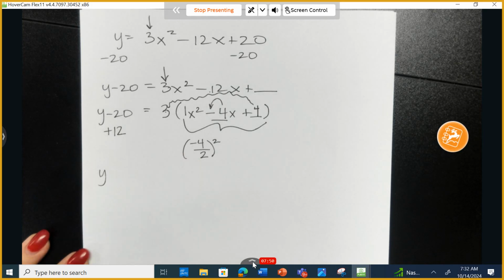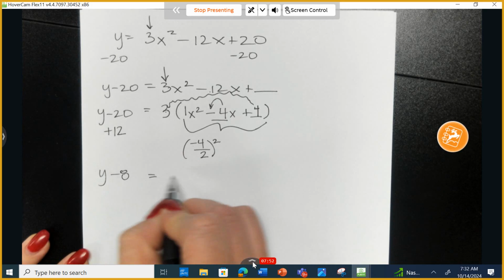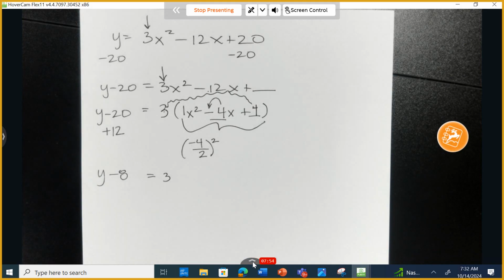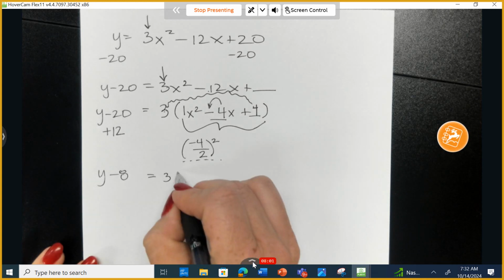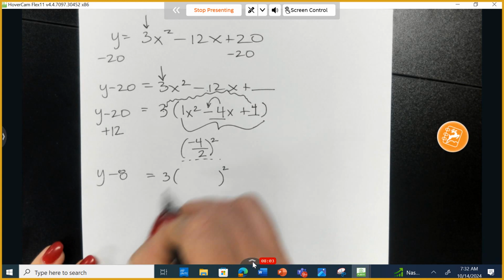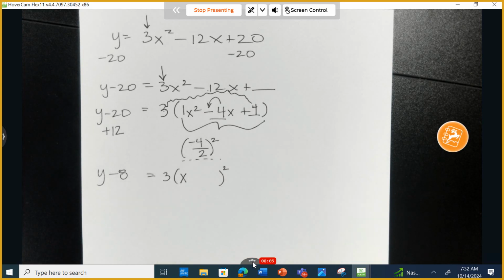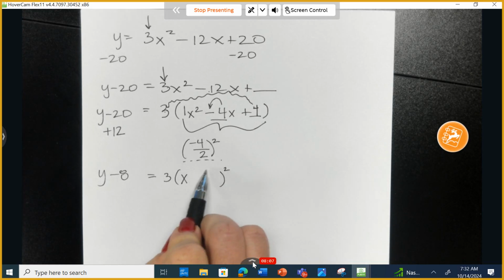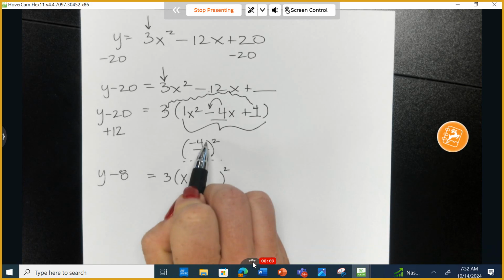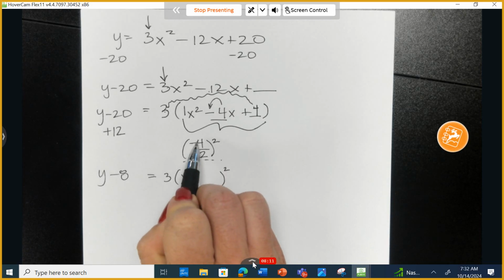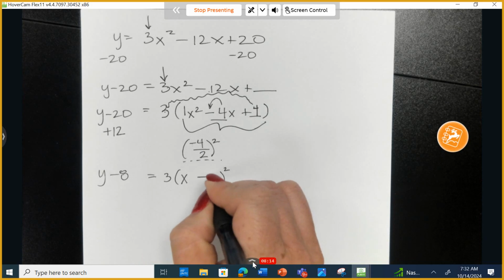-20 and +12 combine to give us a -8. And now here's the shortcut step that I explained in example number 1. I'm going to use this to guide my shortcut. I'm going to write the parentheses down, a square on the outside. I'm going to slip an x in front of that parenthesis, and now the value and the sign that comes behind the x goes right back here. -4 divided by 2 is -2.